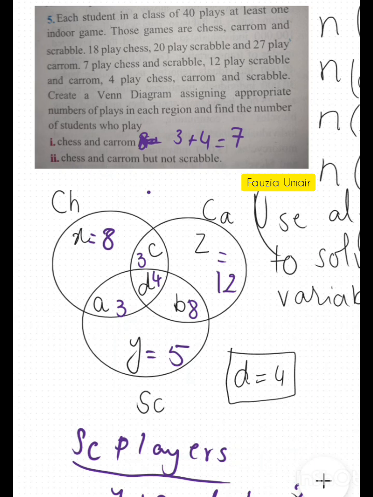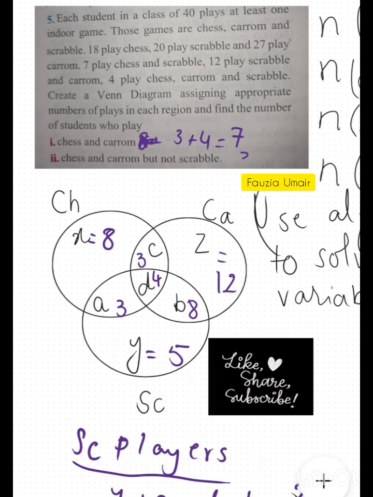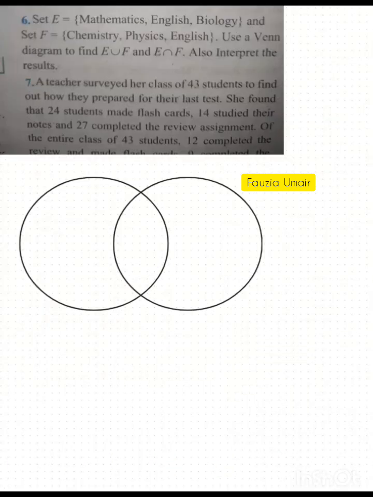So the next is chess and carom but not Scrabble. So the players who can play chess and carom but not Scrabble, it means that the overlapping area or the D part would be gone. So the student can play chess and carom but not Scrabble. So only 3 students are there. So these are the 2 answers which were asked.